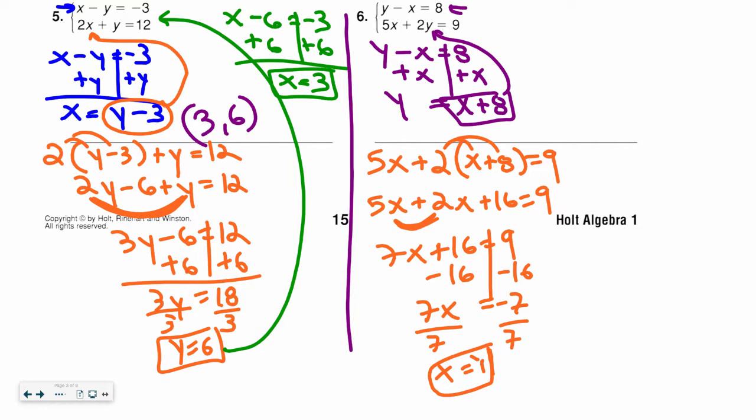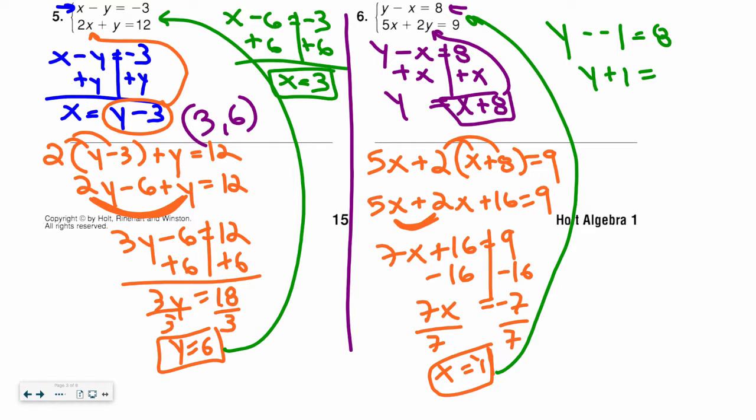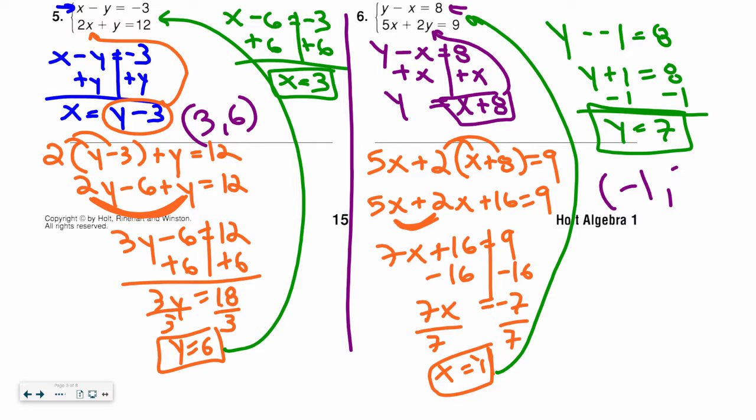So x equals -1. I then take that and I plug it in up here. So it becomes y minus -1 equals 8. The double negatives become a plus. I then solve for y, and I get y equals 7. So my final solution is -1, 7.